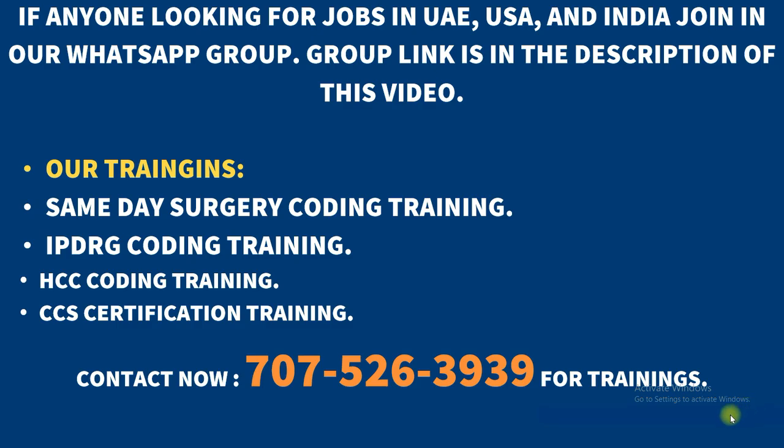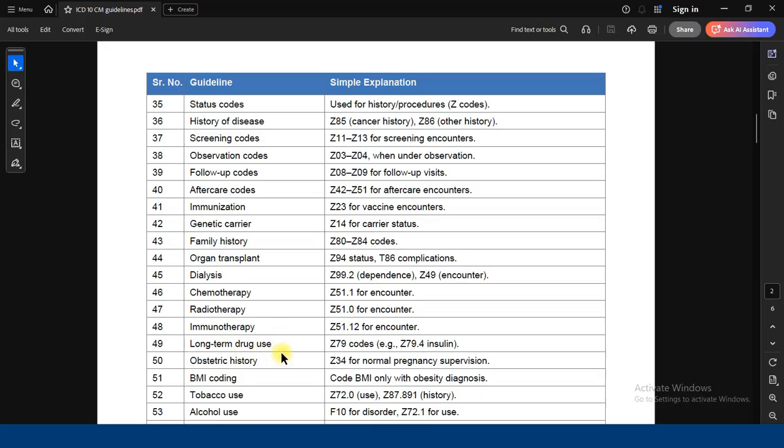Next one, long term drug use, Z79 codes. Most of the time we will use long term drug use codes for diabetes medications, as well as warfarin for anticoagulants and Plavix for antiplatelets. For that we need to use the Z79 series for long term drug use.